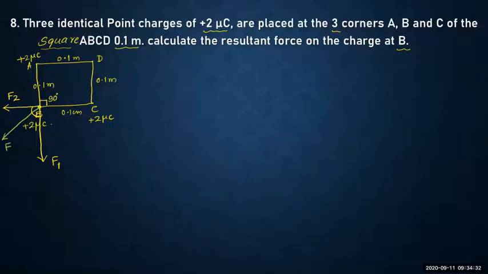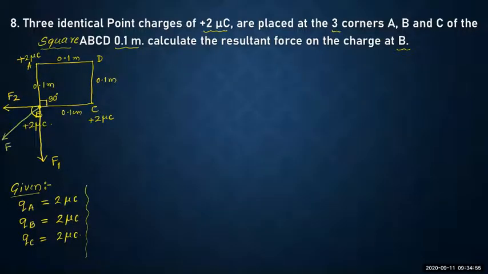Yes, so let us write the given things. Given: QA, the charge at A, is 2 microcoulomb. Charge at B is the same, and charge at C is also the same, 2 microcoulomb only. Then what is the distance here? Distance of separation is 0.1 meter. And what about theta? Theta is 90 degree. So once we write all this information, we can directly go to the problem section now.